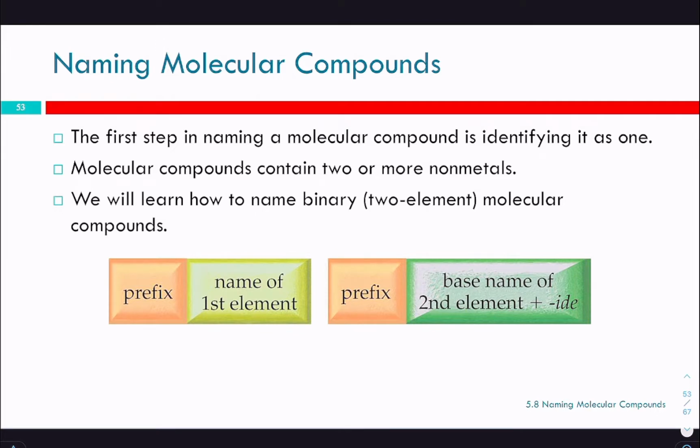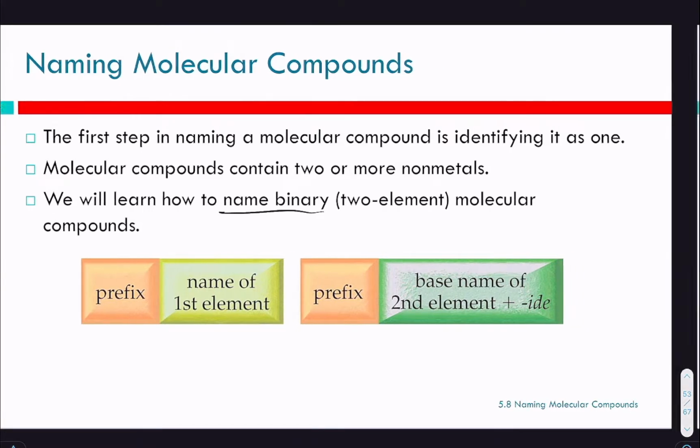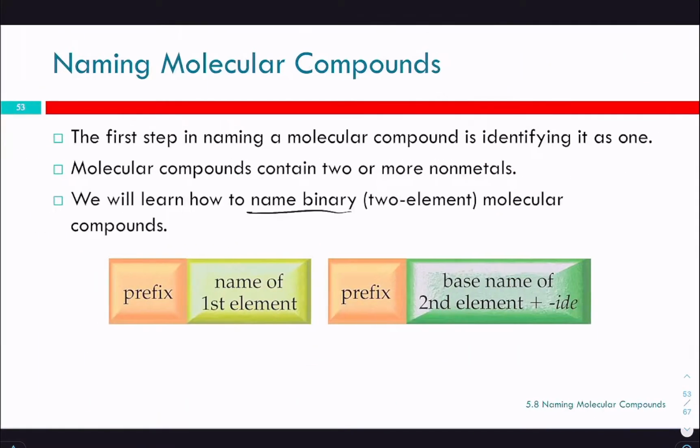For molecular compounds, I feel like molecular compounds, in my mind, are easier because we have prefixes that correspond to different numbers, and then we use the name of the first element and the base name of the second element plus IDE, just like we saw with cobalt carbide. We change that ending to IDE. And for these, we're just going to learn binary molecular compounds. Oh, right, and to be super clear here, these are two or more nonmetals. So ionic compounds have metals. Molecular compounds are just nonmetals.